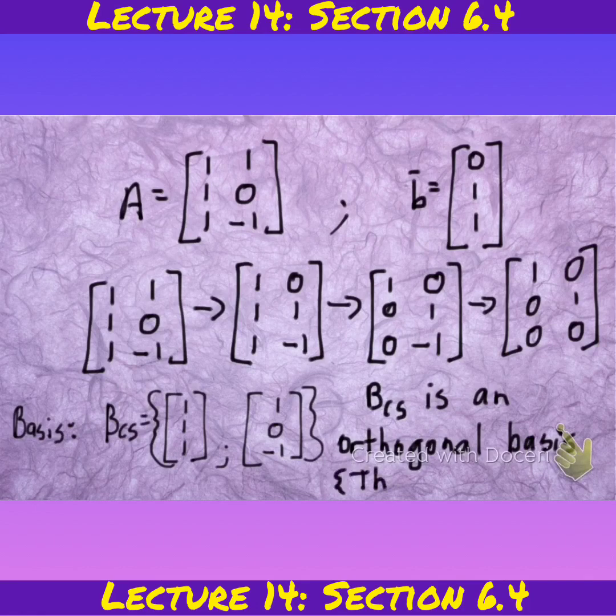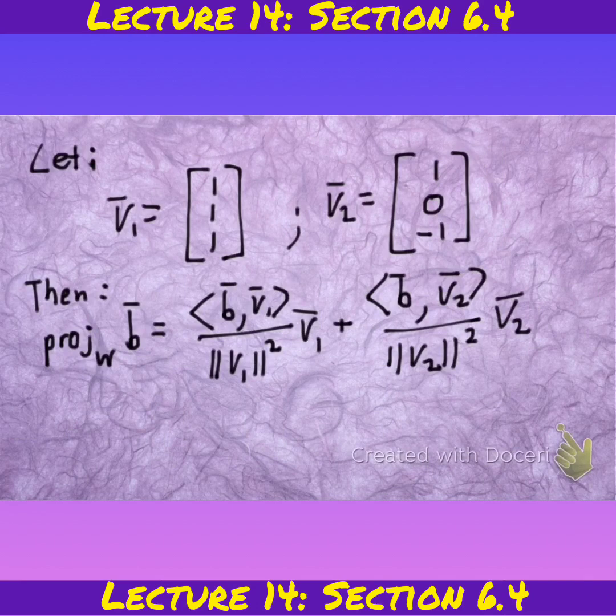6.3.4, which says that we have a formula for the projection of the vector B onto this subspace W, where W is the column space of the matrix A. Okay, so we've got this projection that we can go and determine exactly because the basis for the column space is an orthogonal basis.